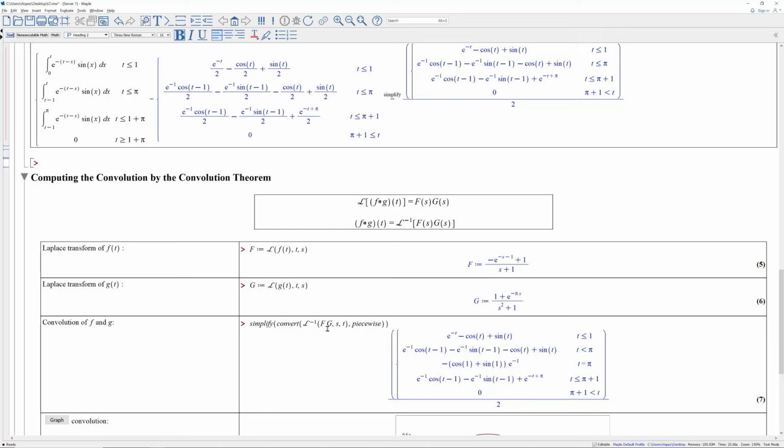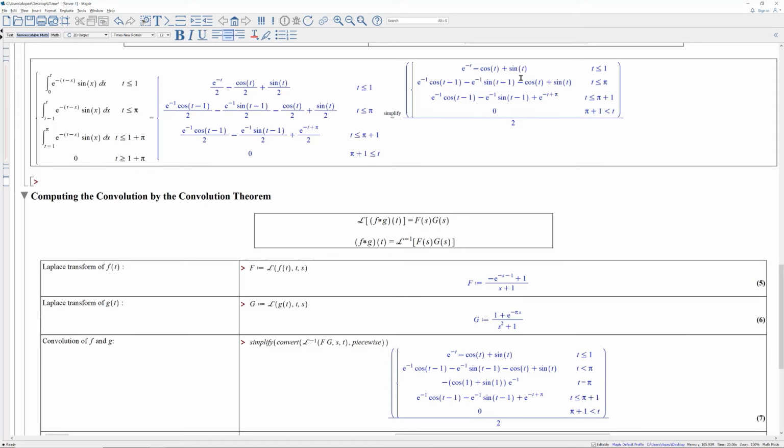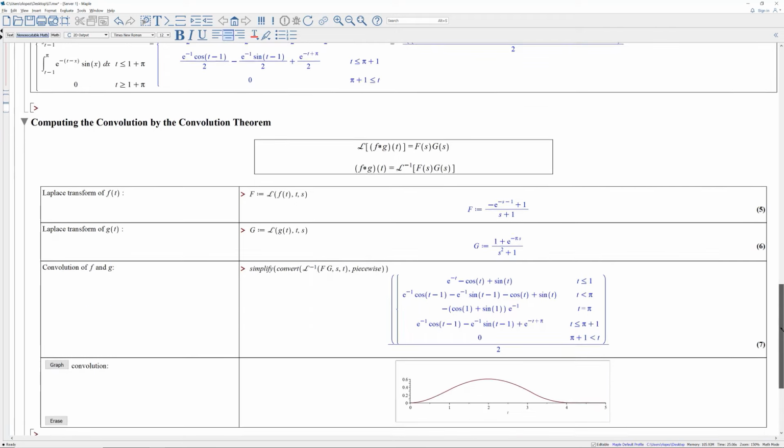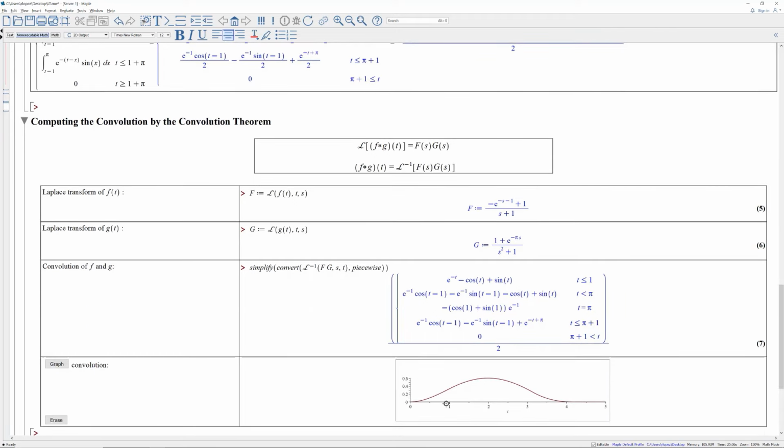Multiply f times g. Invert that. And if you do a little bit of cleaning up, this expression matches this expression. Except for, well, no, the 2 is in the same place. And if you want to draw a graph, you can see what the convolution looks like.